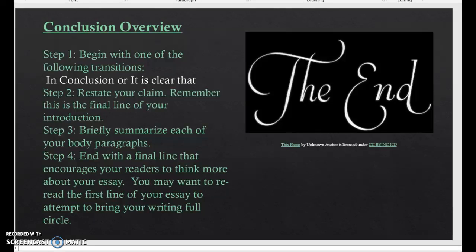Then you're going to briefly summarize each of your body paragraphs. So think about what you want the person reading your work to remember from those body paragraphs. What was the example that you gave? What was the reason you were trying to prove?